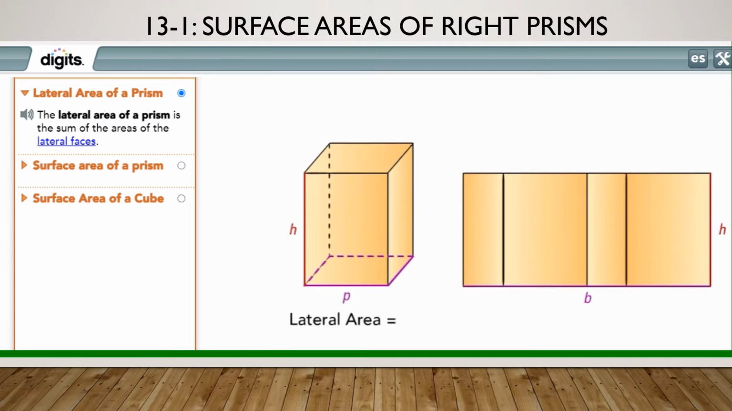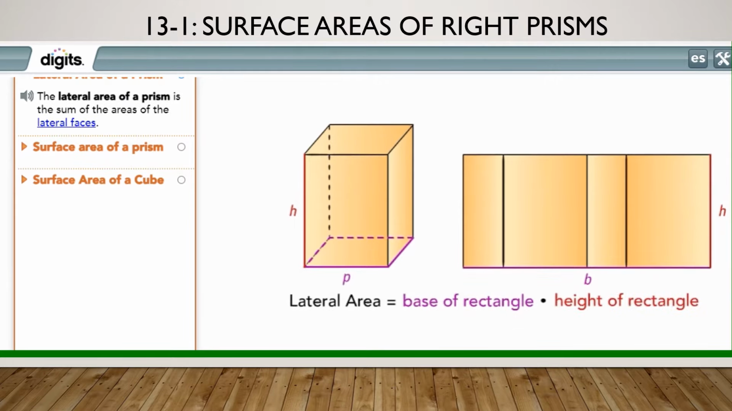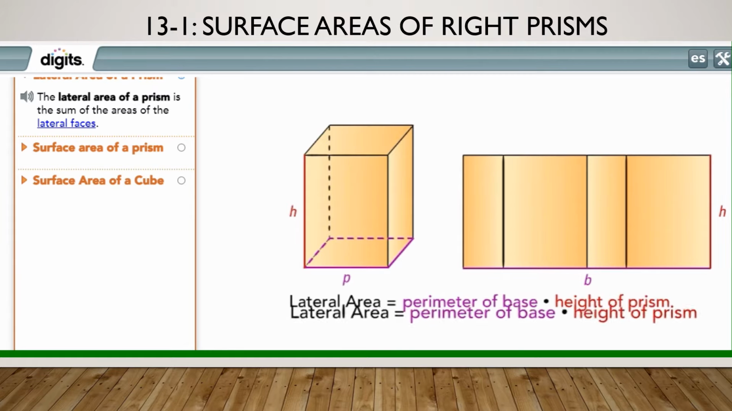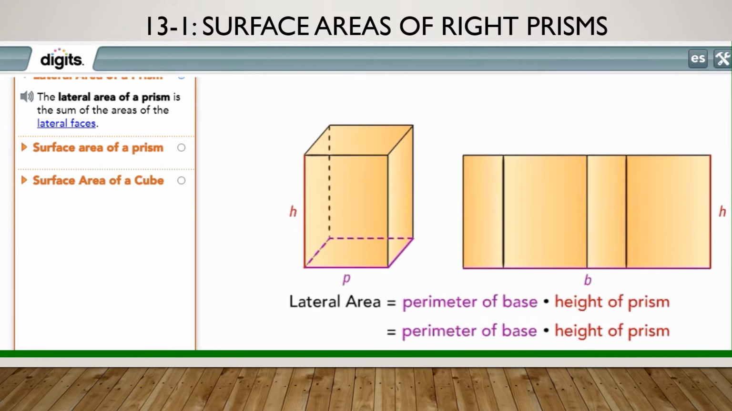So the lateral area of the prism equals the base of the rectangle times the height of the rectangle. Remember, the base of the rectangle equals the perimeter of the base of the prism, and the height of the rectangle is the same as the height of the prism. So the lateral area of the prism equals the perimeter of its base P times its height H.